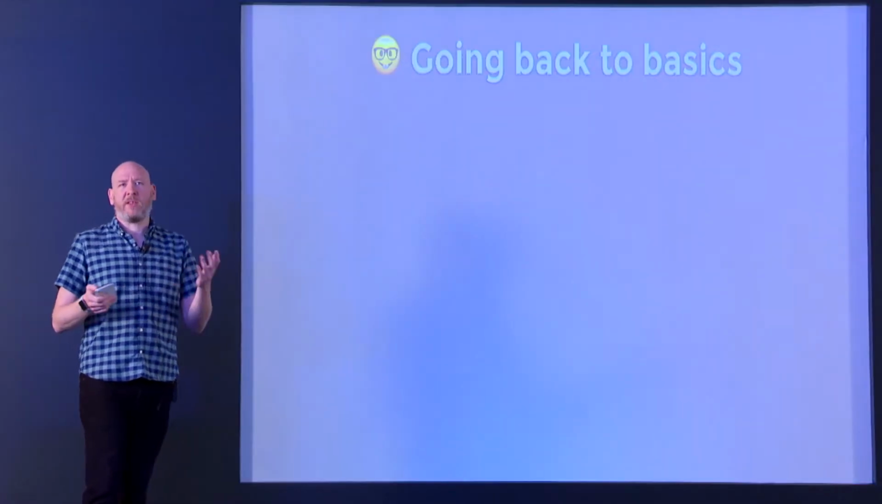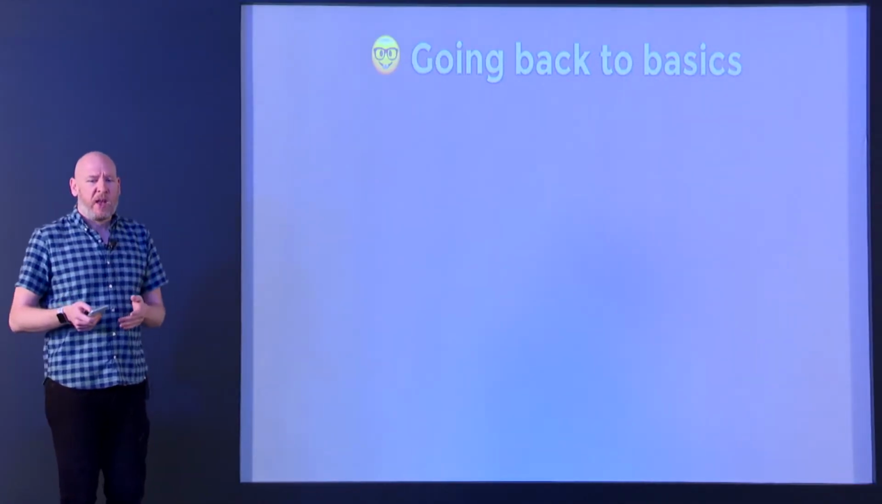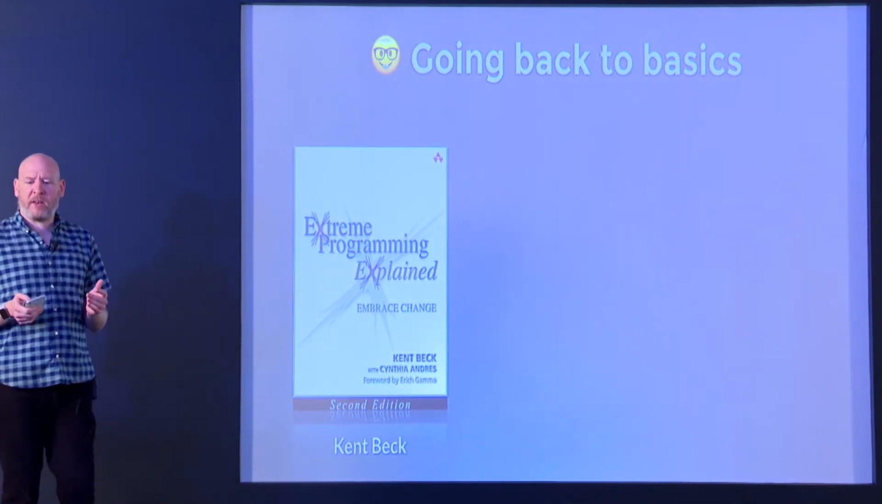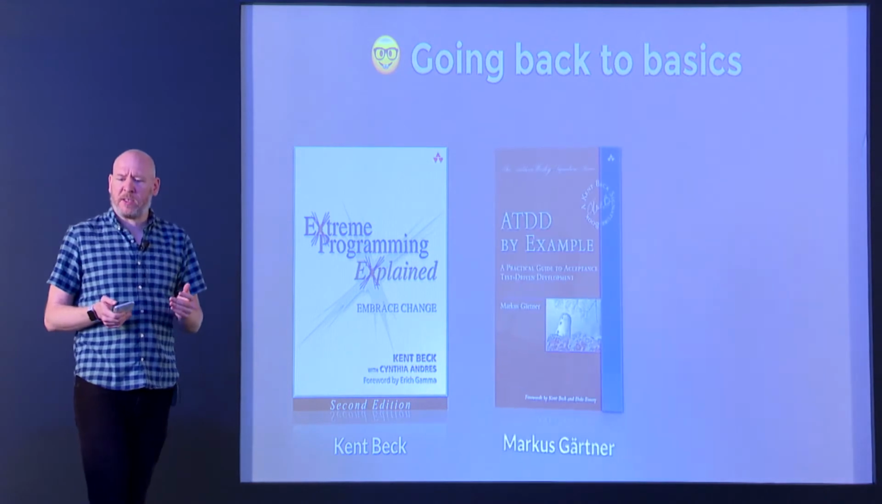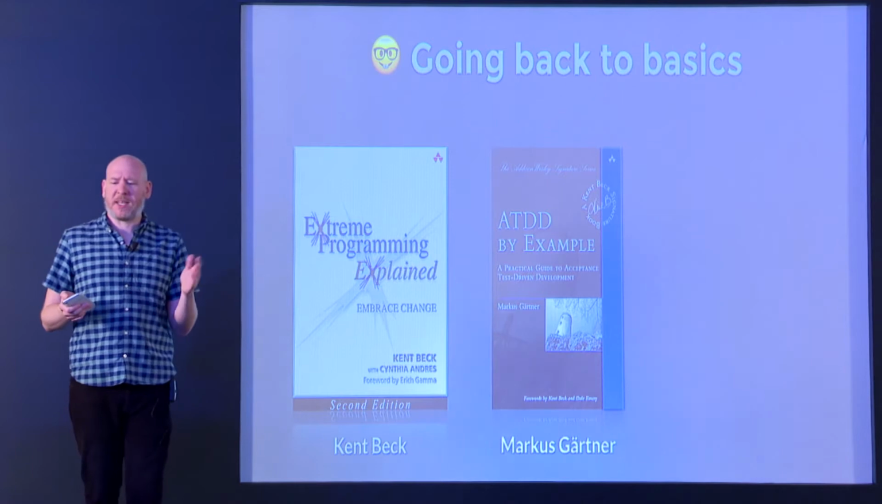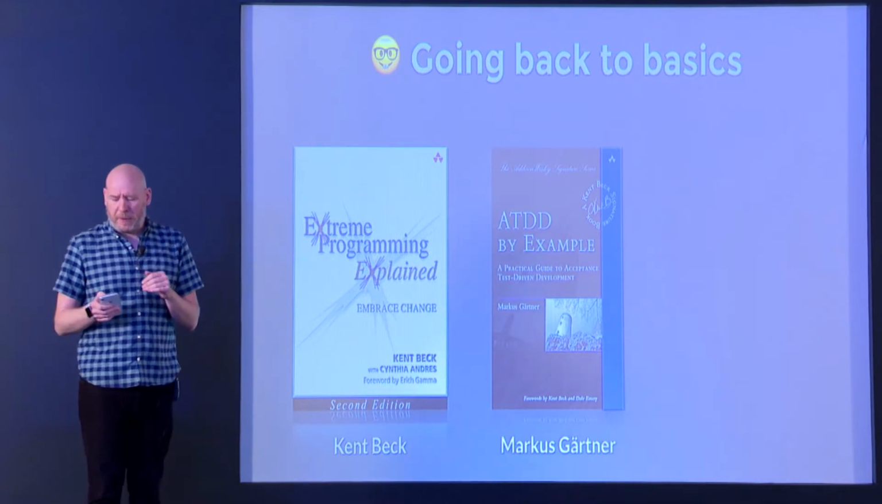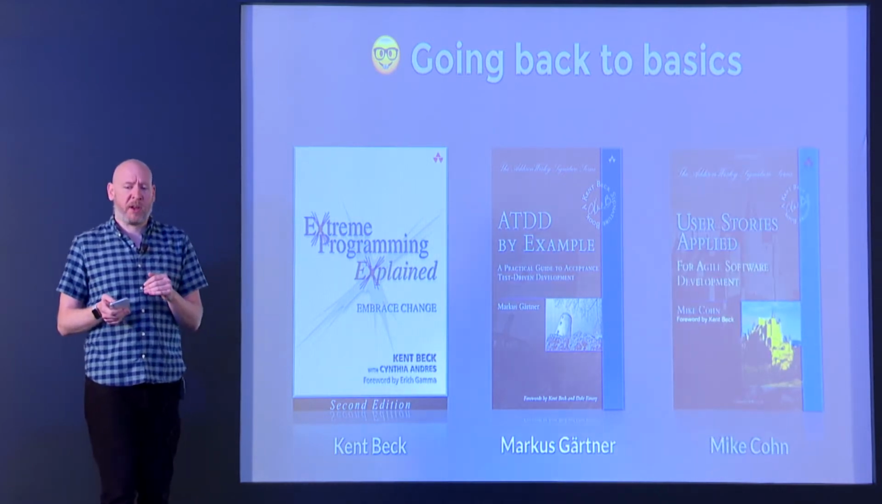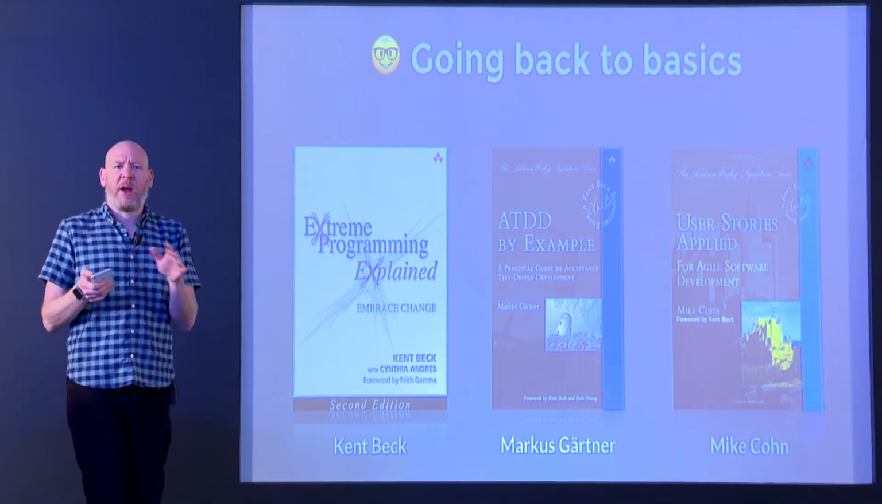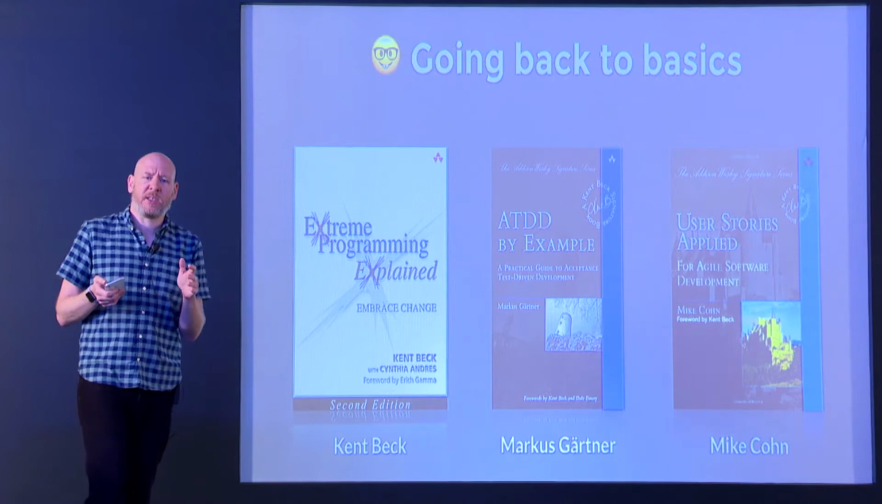So I referred back to some things I'd read in various books over the years. I remember certain references in Extreme Programming Explained by Kent Beck. And there was another book that I'd heard of but never read, called ATDD by Example, Acceptance Test-Driven Development by Example. And another one called User Stories Applied. I went back and looked at some of these books to try to figure out, well, how would these guys do this? What would they do in this situation?